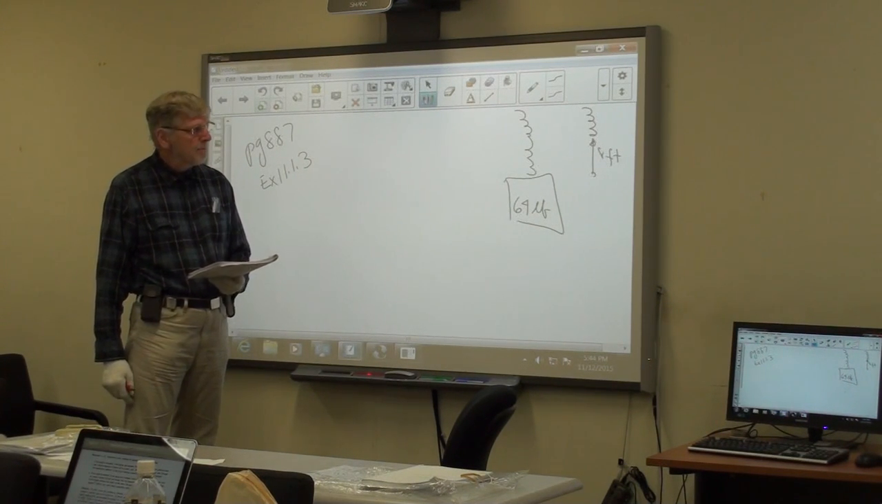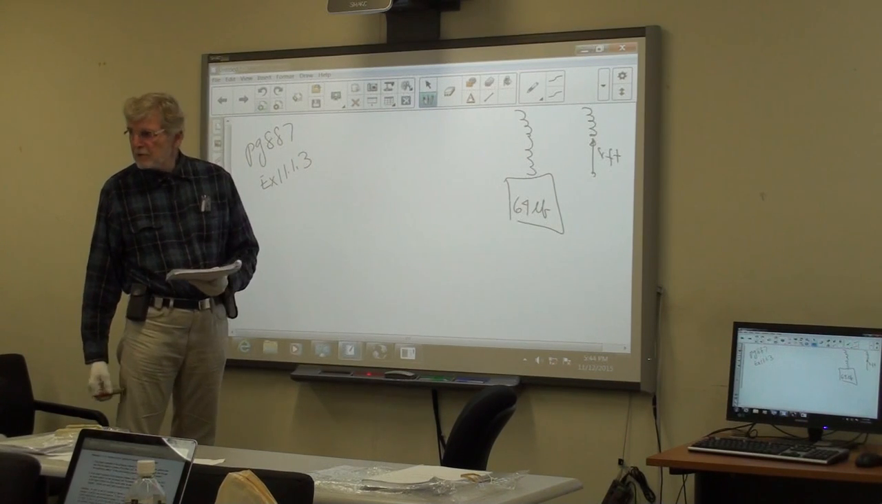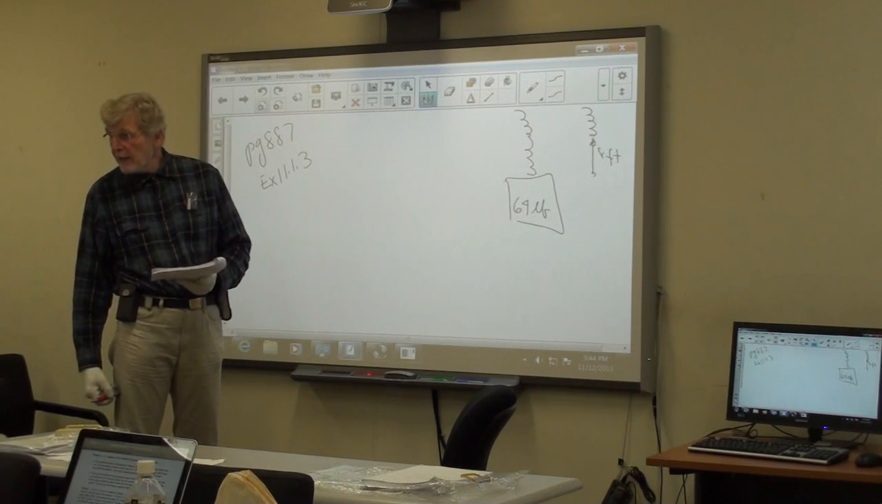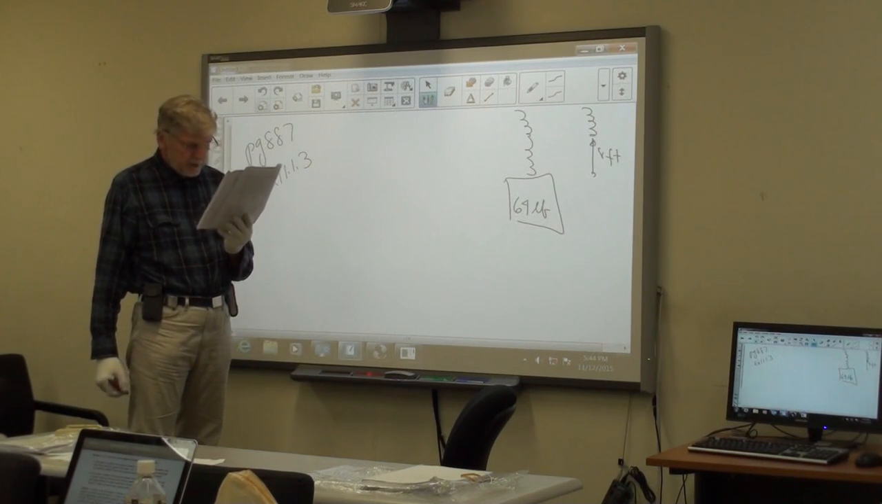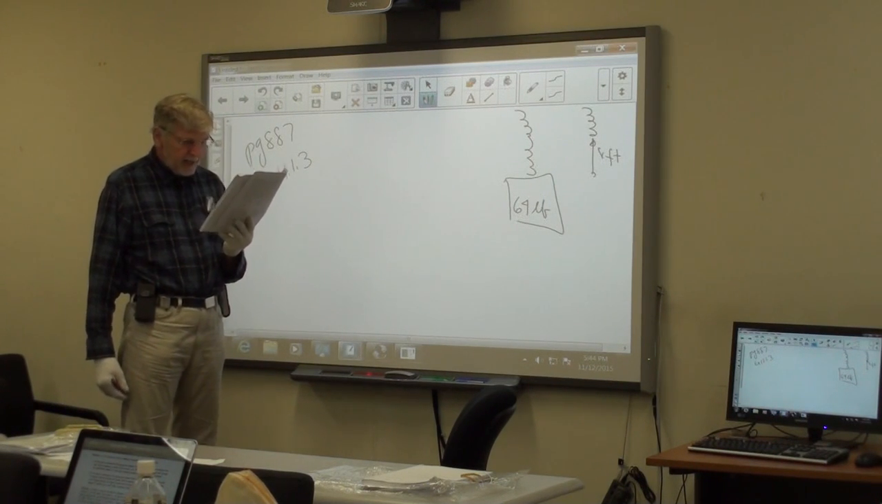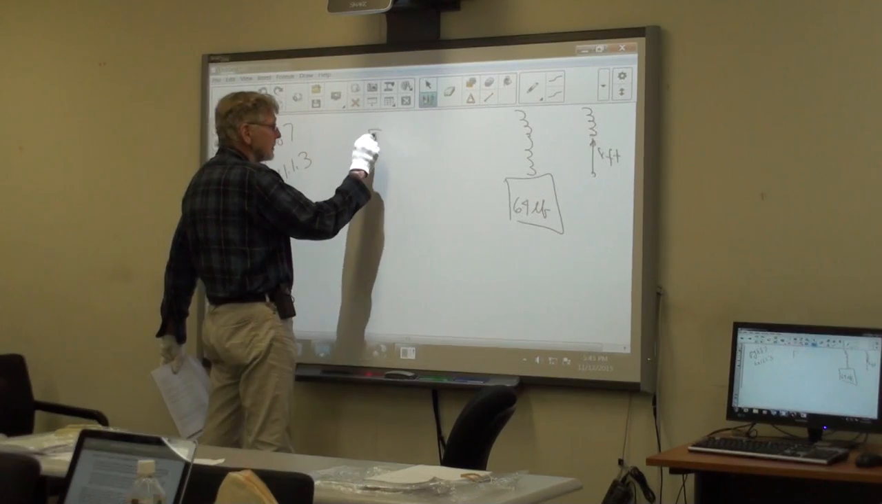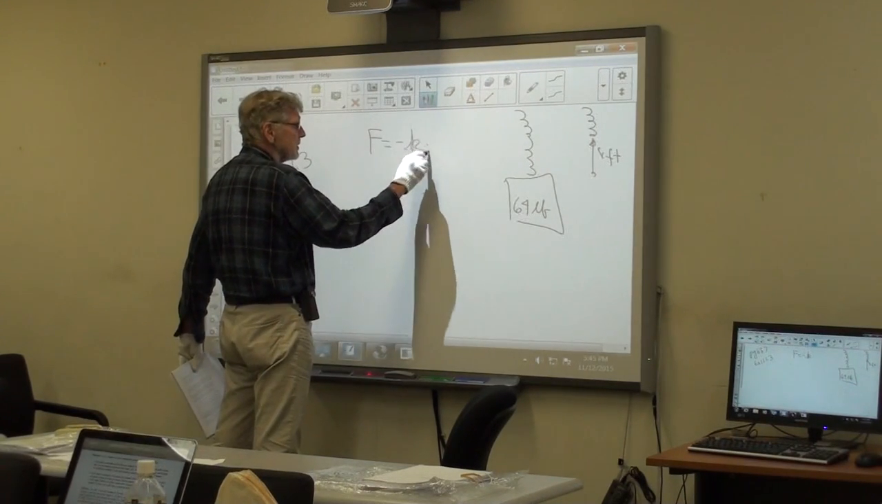64 equals K times 8. Therefore, K also equals 8. Solution. To find K, we use Hooke's law. I guess you didn't know this. This is known as Hooke's law.